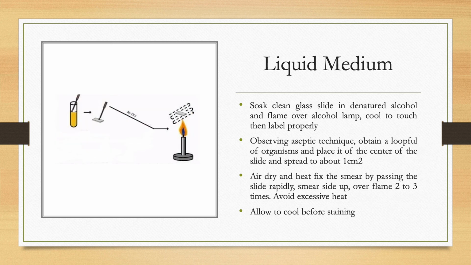Now, if you are using liquid medium, you still sterilize the slide the same way, and then, observing aseptic technique, obtain a loop full of organisms from your liquid medium, like a broth, and place it at the center of the slide, spreading to about 1 square centimeter. Right? And then again, you air dry the smear and heat fix it by passing it through the flame. And then you allow it to cool before staining.